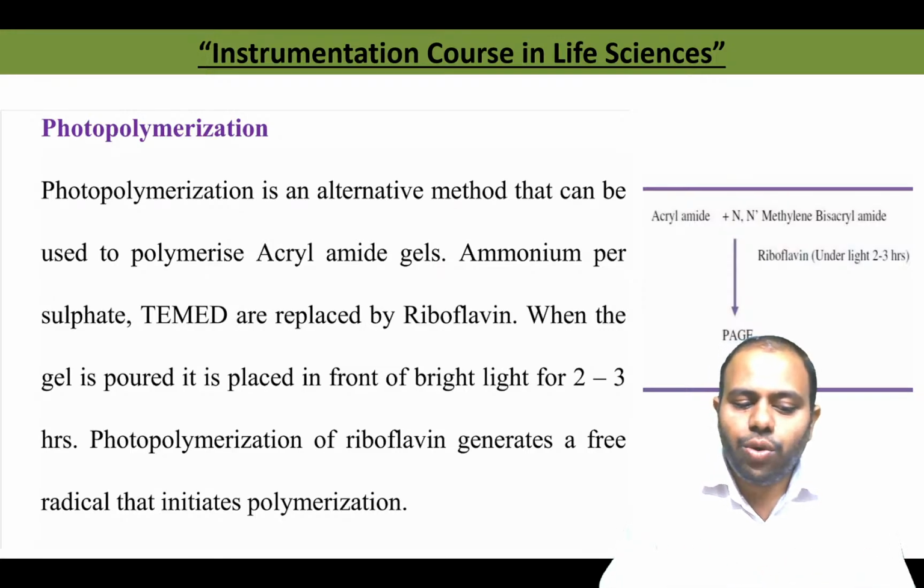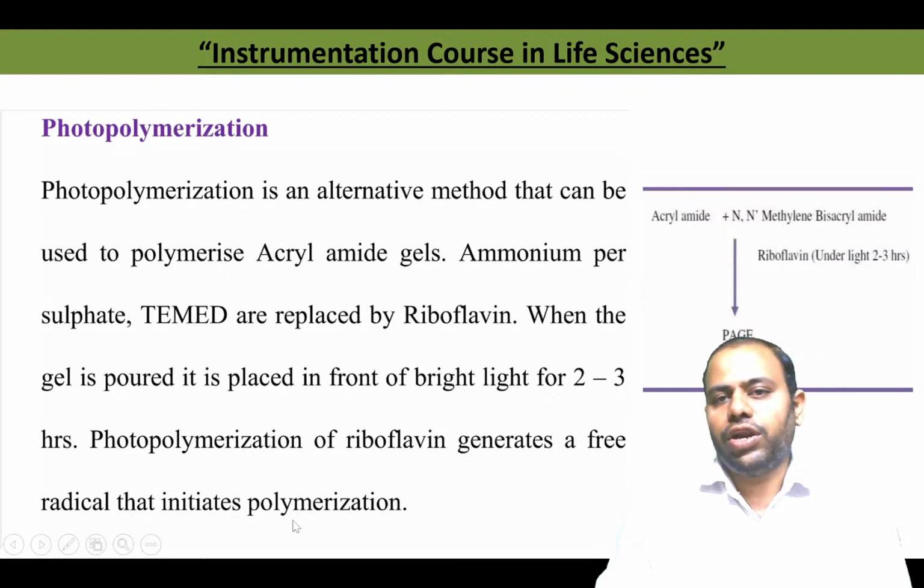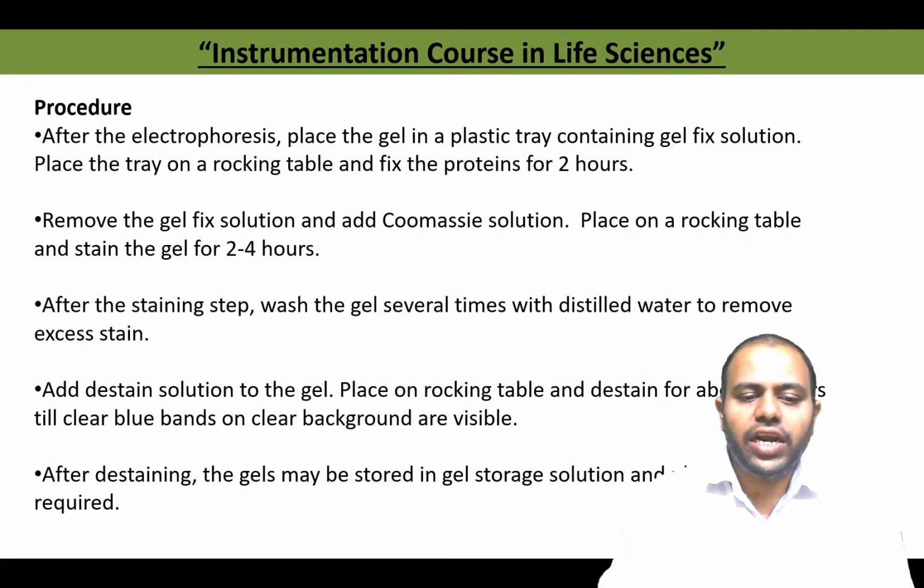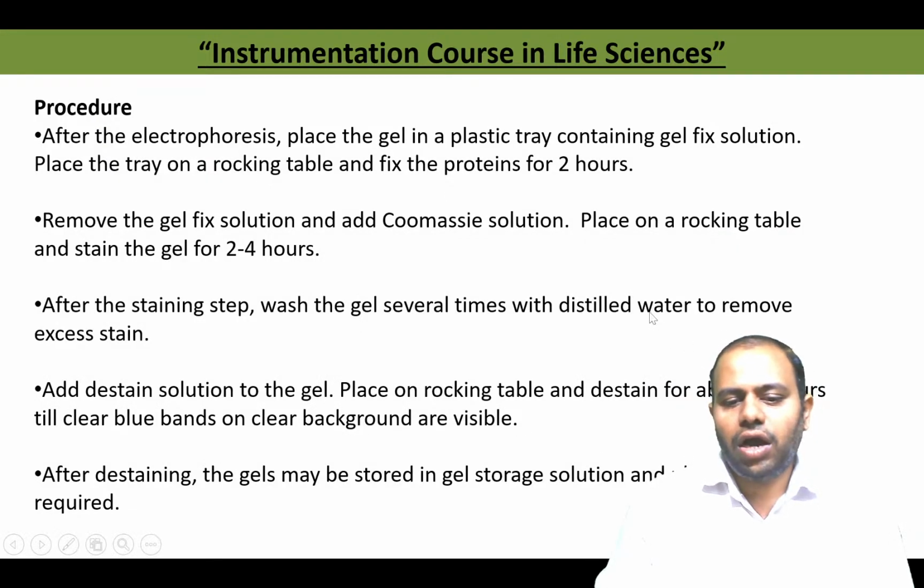What is going to happen is this helps the riboflavin to photopolymerize and generate a free radical. Now this free radical initiates the polymerizing process. So you can see acrylamide plus bisacrylamide in the presence of riboflavin under light for 2 to 3 hours gives you the PAGE gel, that is polyacrylamide gel. The gel is prepared. So this is an alternative way in which you can prepare a gel.